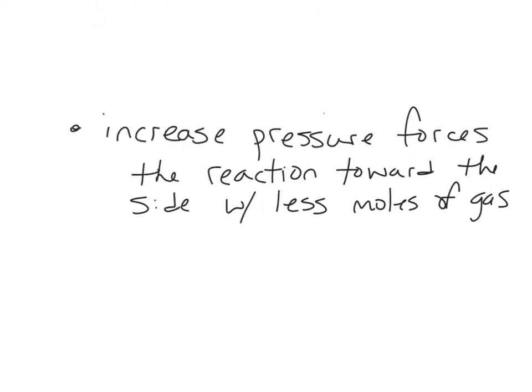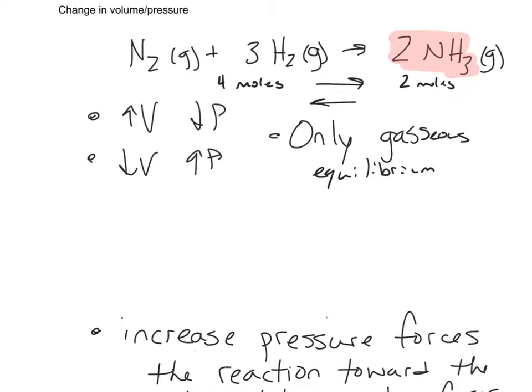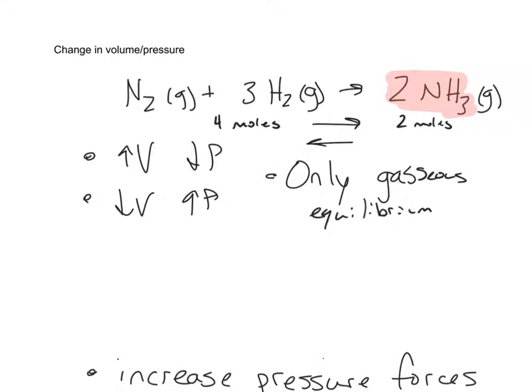Now the opposite is true. By decreasing the pressure, you're going to force the reaction towards the side with more moles. So if you expand the volume, you decrease the pressure, and the reaction is going to shift towards the side with more moles of gas, in blue up here, so that the gas is produced to fill the empty space. By increasing the volume and decreasing the pressure, the gas wants to shift towards the side with more moles so that it can fill in that empty void.